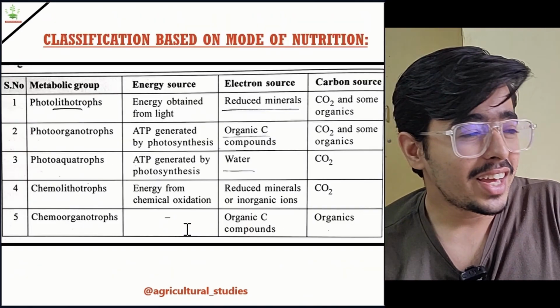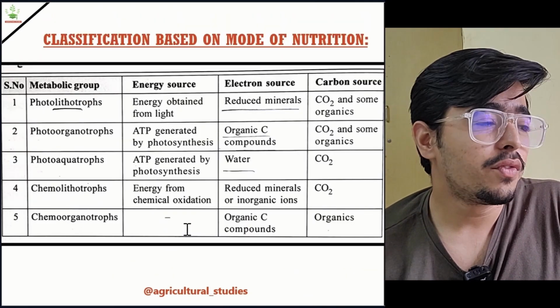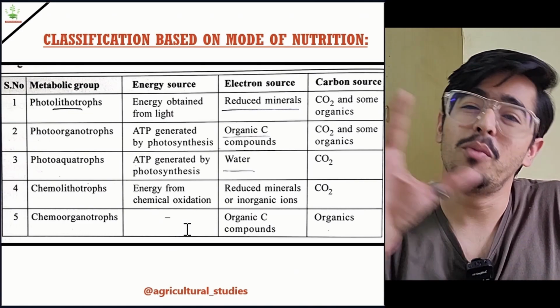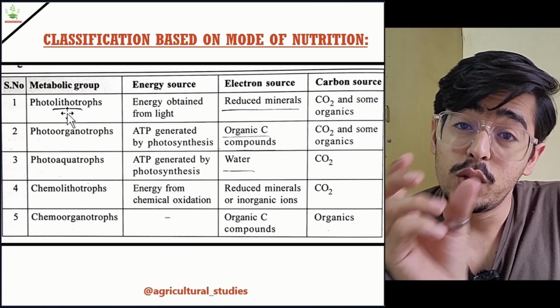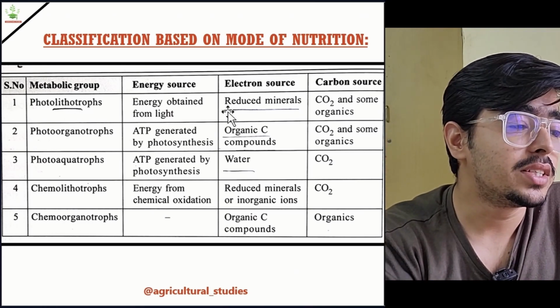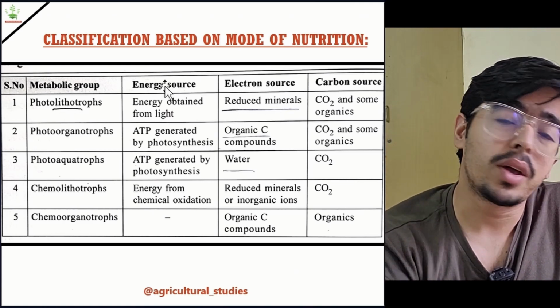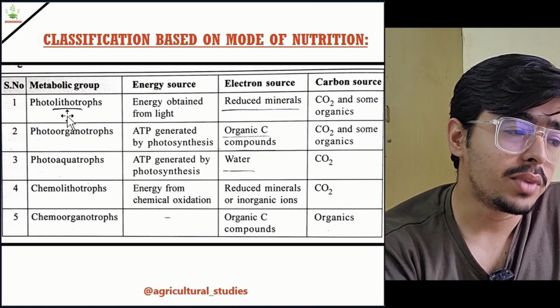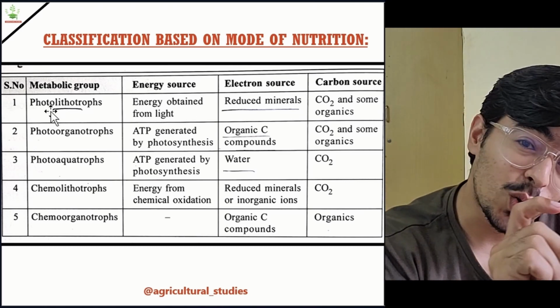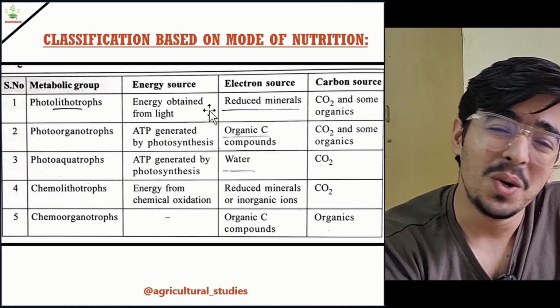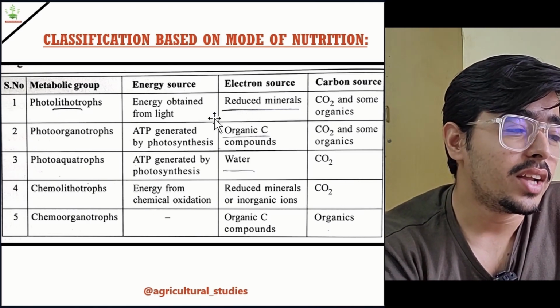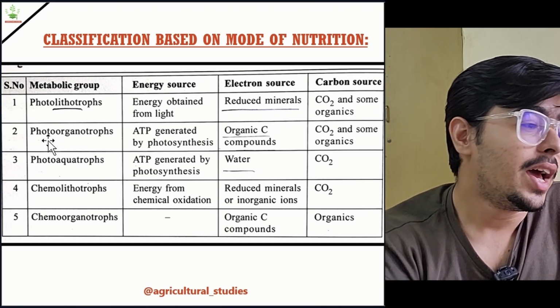So next is mode of nutrition again, but in a tabulated form, which can be helpful to you, like photolithotroph. When there is the term litho, it means they use reduced minerals. The energy source is obtained from light, because photo is mentioned, and because litho is mentioned, it should be known that the electron source is reduced minerals.